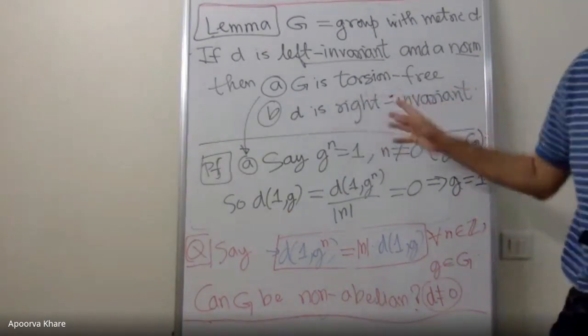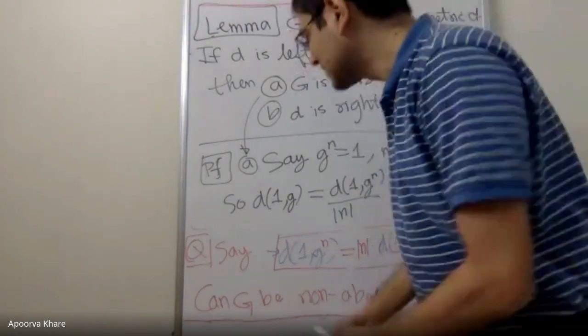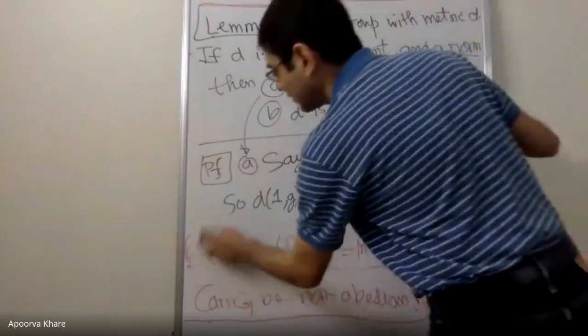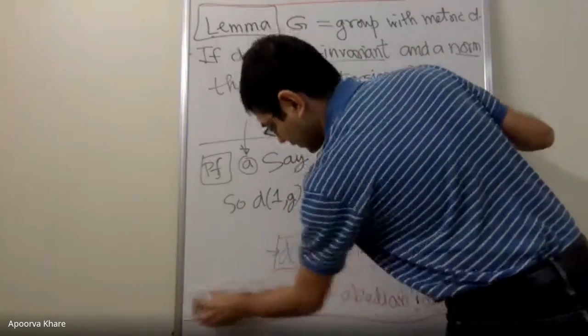Part B is, of course, the more interesting part. Why is it true that the distance, which is left invariant, is also right invariant?